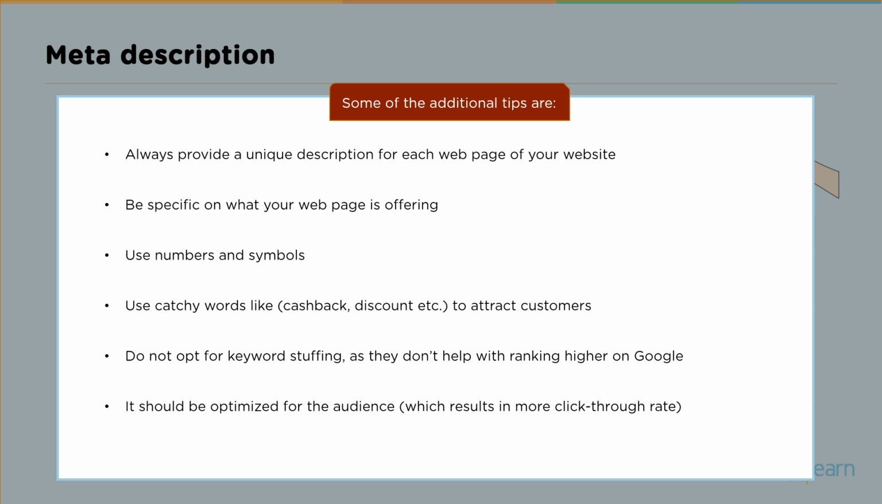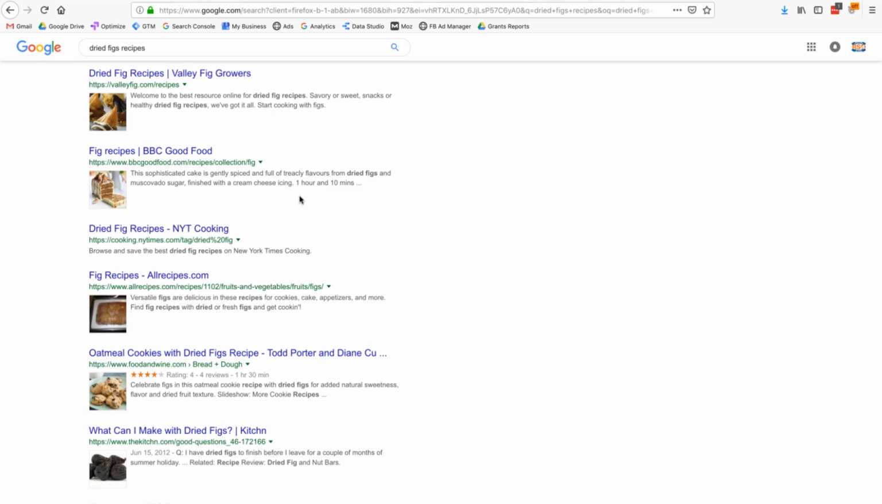So that means including the keywords, but making sure those keywords are naturally included in the meta description. So if I go back again to valleyfig.com, I can see the meta description: Hey, welcome to the best resource online for dried fig recipes. Savory or sweet, snacks or healthy, dried fig recipes. We've got it all. Okay, start cooking with figs.